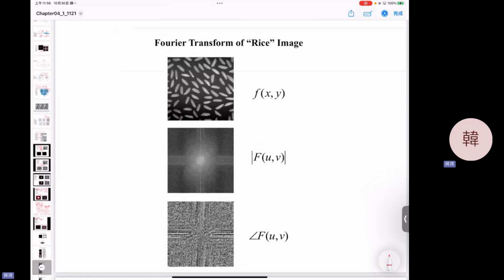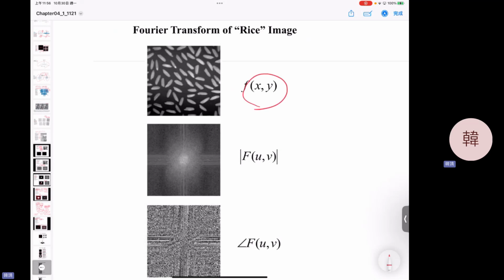Okay, I think next we will look at some phase spectrum. Up to here, we only looked at the amplitude spectrum. You take the ABS of your Fourier transform output, and you see the amplitude. But you can also see the phase spectrum. So this is our original image, and we are going to do some Fourier transform. We get F(u,v). Then we take the absolute value.